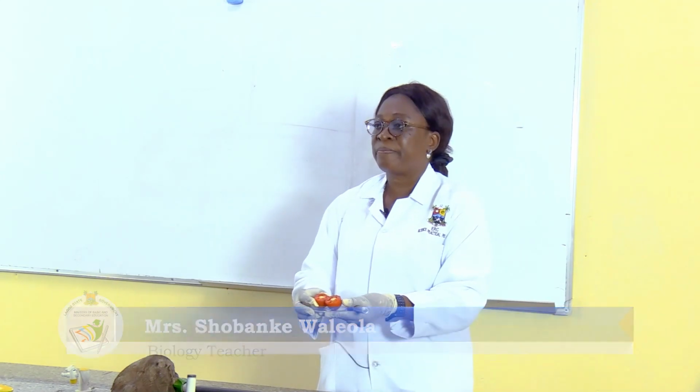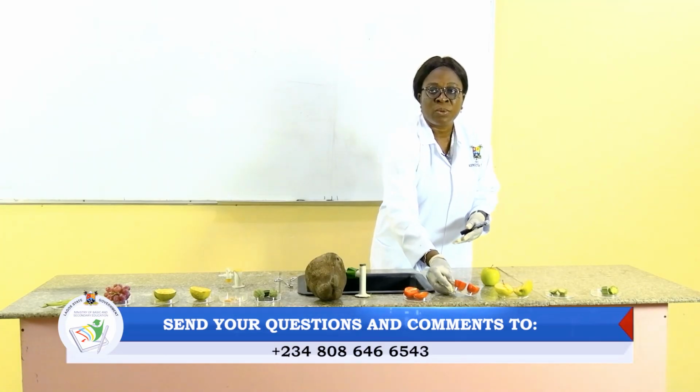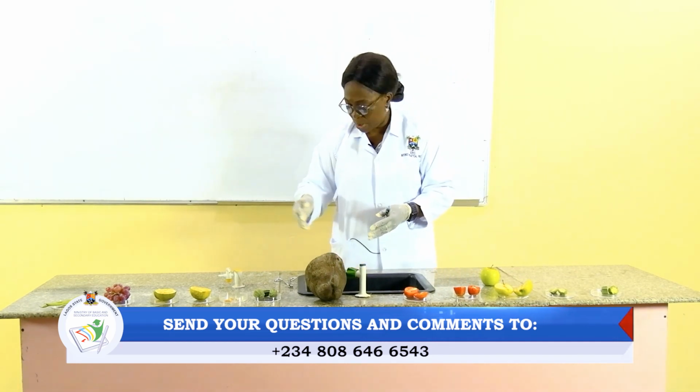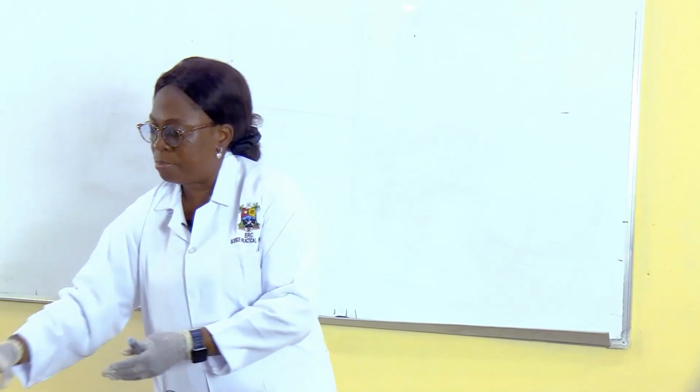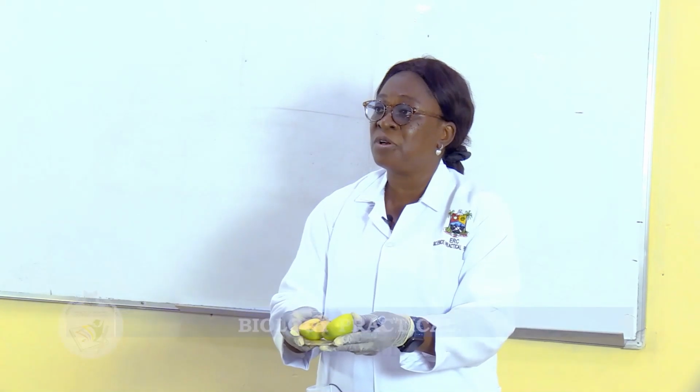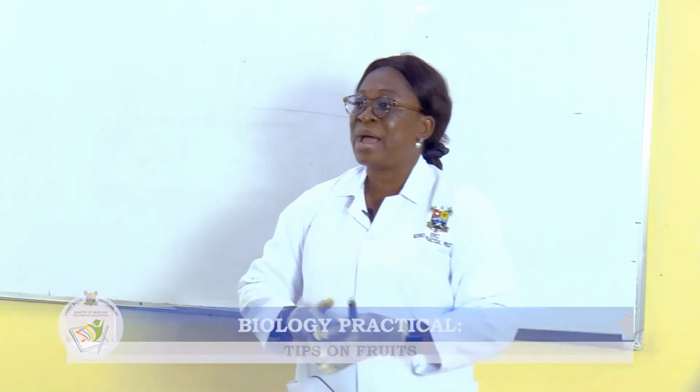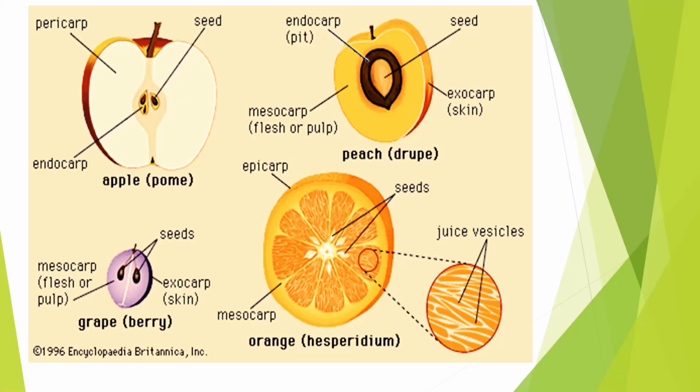Berry, which is the tomato. We have it here. Tomato. Hesperidium. That is our orange. Pome. That is our apple. The pome, remember we said apple is a false fruit. It is a false fruit as well as fleshy fruit. Sorosis, which is the pineapple, and the synconium, which is the fig. We have these pictures, the diagrams. Please look at them.